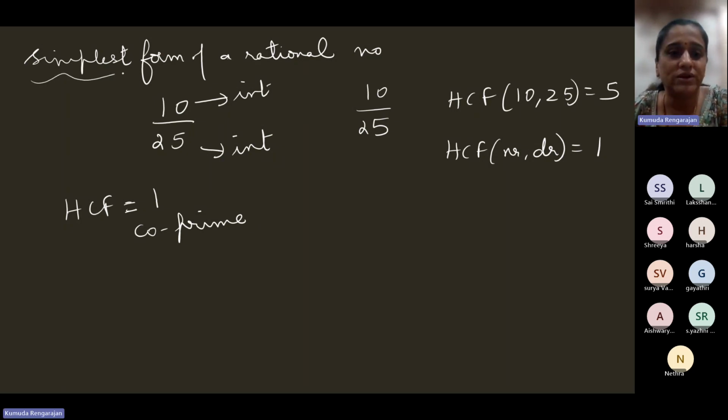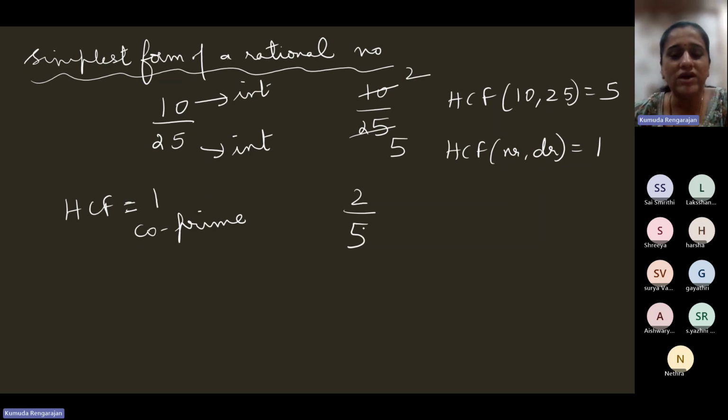So coming back to the simplest form of a rational number, now 10 by 25, the HCF of 10 and 25 is 5, which means you can simplify this further. 5 2s are 10, 5 5s are 25. Now 2 by 5 is an equivalent fraction of 10 by 25. They are equivalent rational numbers. 10 by 25 is the same as 2 by 5.